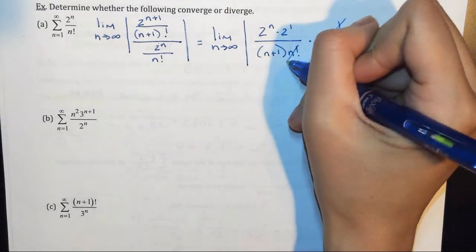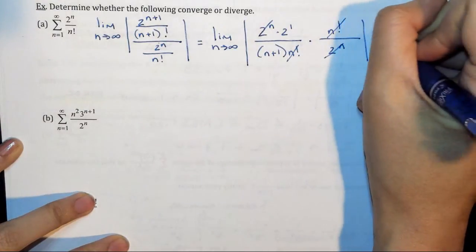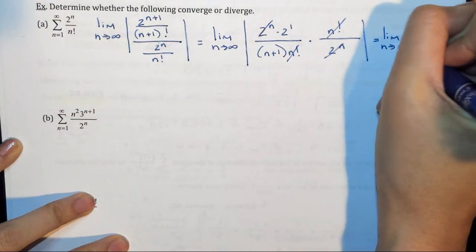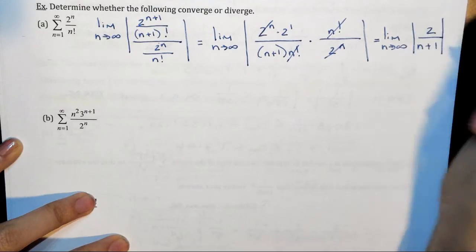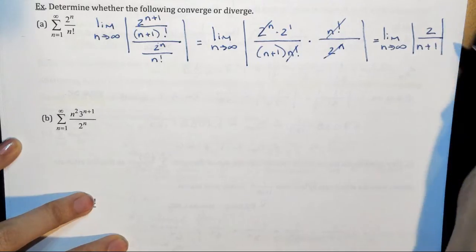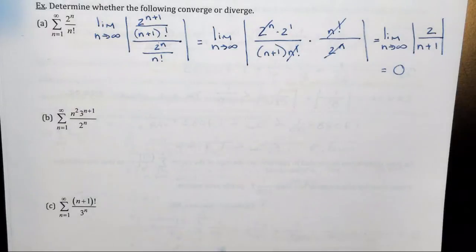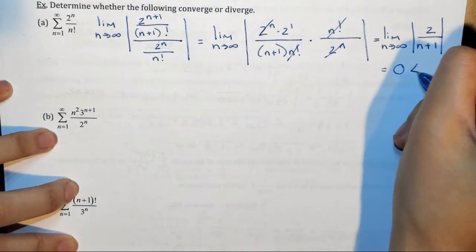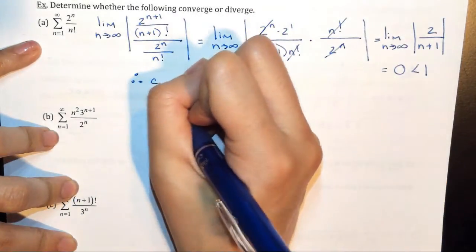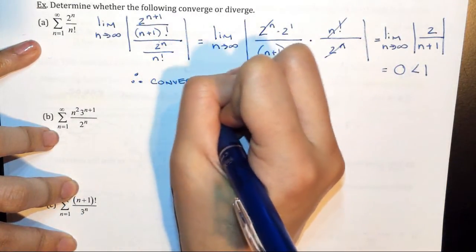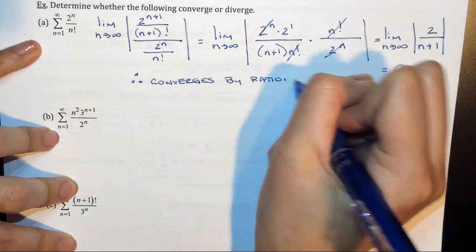These two cancel. Those two cancel. So this limit is 2 over n plus 1. As you go to infinity, this limit is going to go to 0. And if that limit goes to 0, that's less than 1. Therefore, this series will converge by the ratio test.